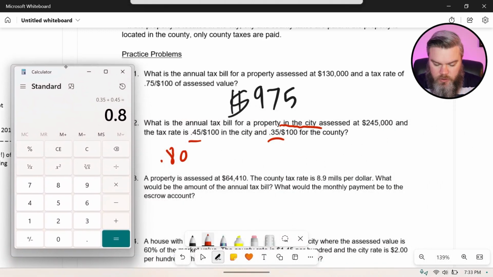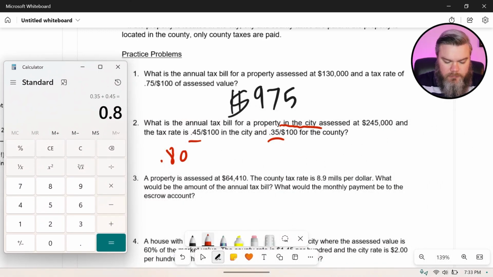So what I'm going to do is move my calculator over here. I'm going to say, okay, 80 cents per 100 divided by 100 gives us a per dollar rate of 0.008. So in other words, we owe you that much. I mean, that's smaller than a penny, but we still owe you that much per dollar of assessed value.